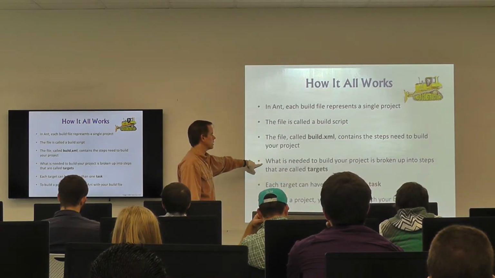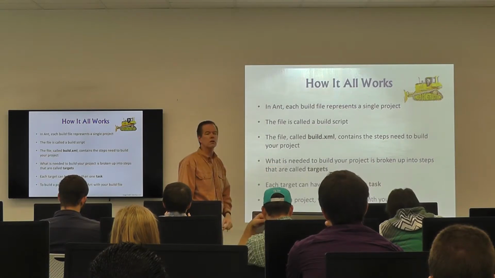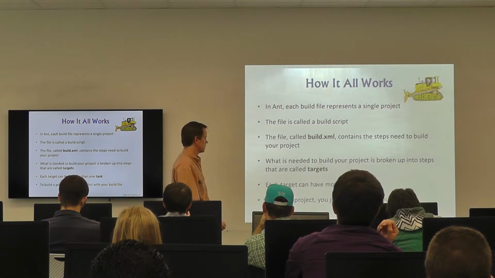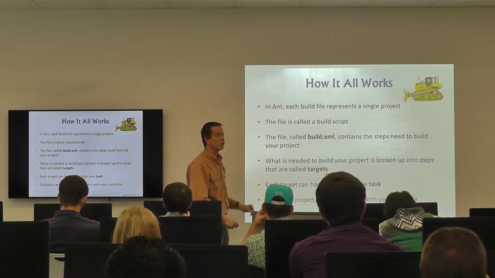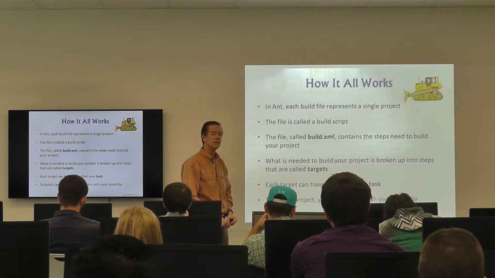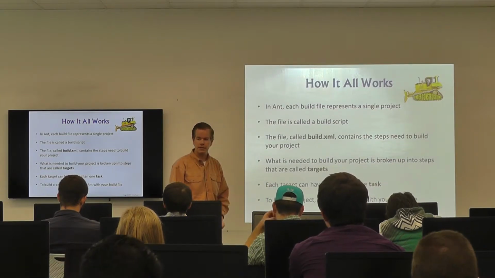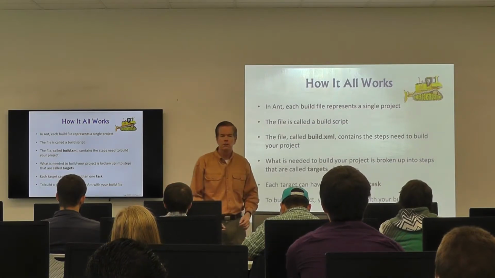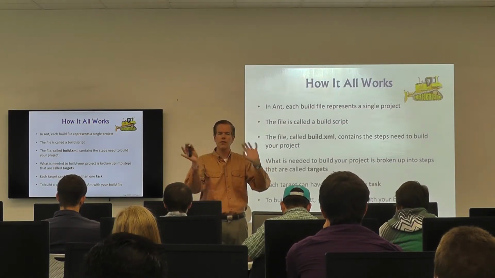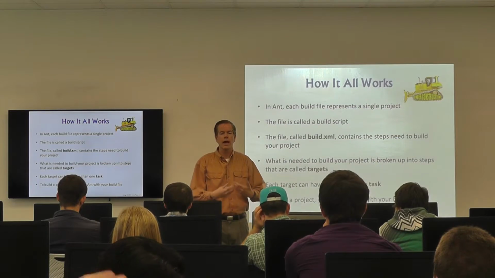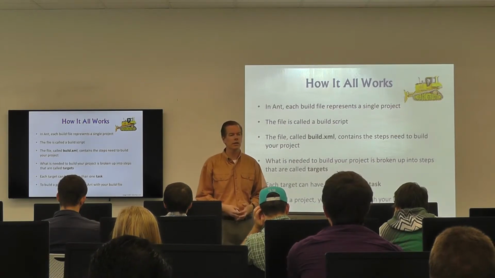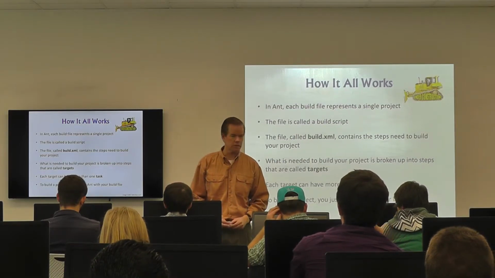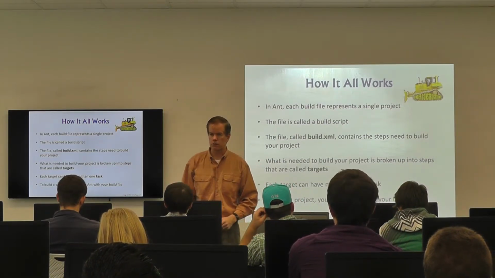What's going to be needed to build your project is broken up into steps. Those steps are called targets in the vocabulary of Ant. Each target can have more than one task. We've got targets, and we've got tasks. And to build the project, you just run Ant with your build file. Run Ant, give it your build file, and then Ant runs off and does all the magical things that you need it to do, and poof, at the end, you get your final file. Or you get a screen full of error messages because something has gone horribly, terribly wrong, which does happen.